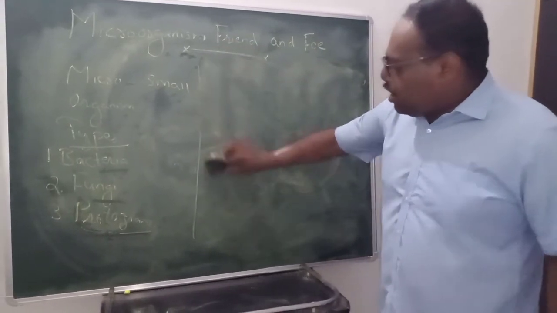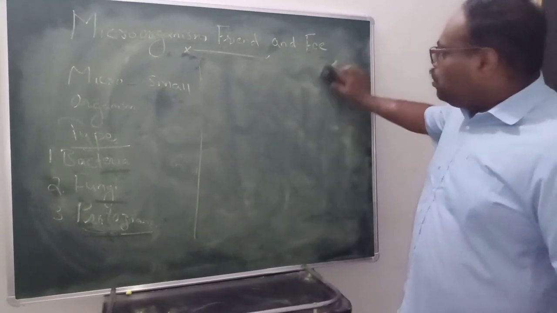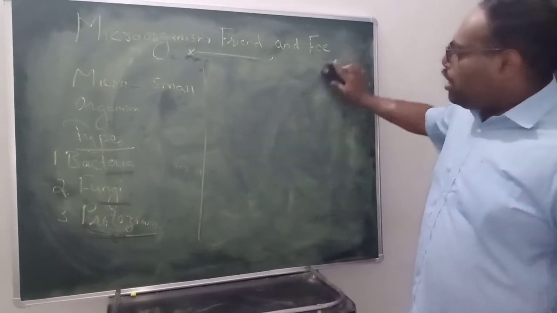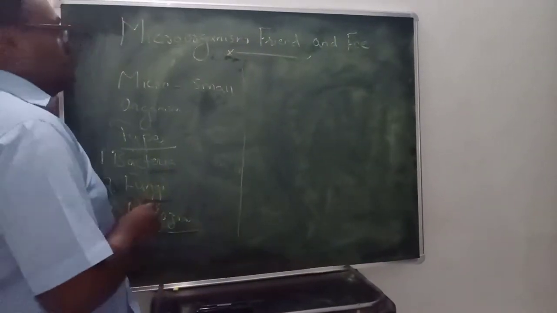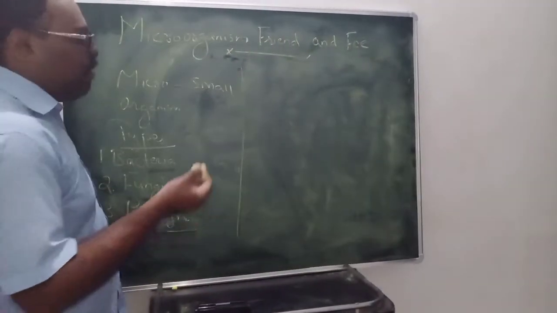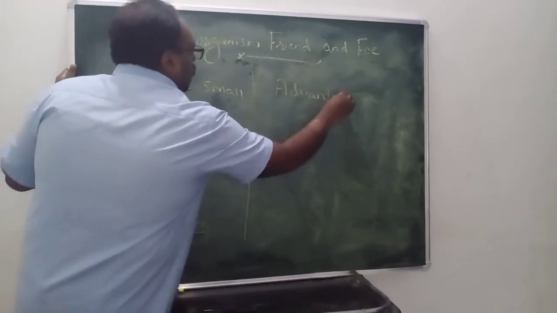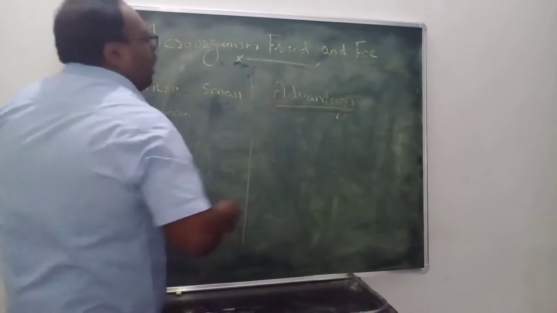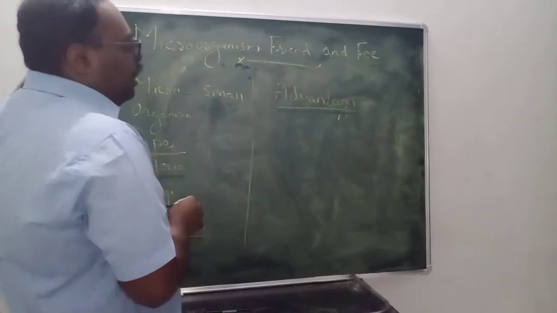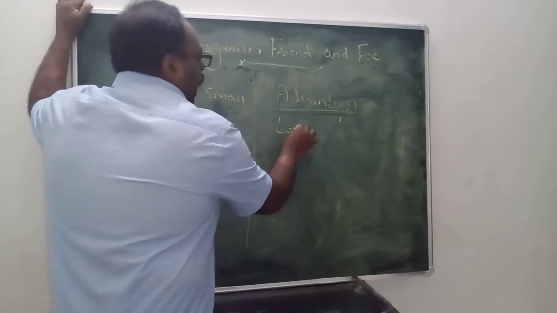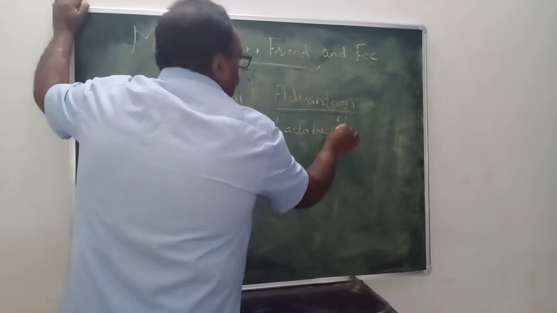Here we will be concentrating not on the structure, but on the uses of bacteria, that means the advantages and disadvantages of bacteria. There are a lot of bacteria. First, we should discuss the advantages of bacteria. We can see that bacteria are very useful. For example, number one, there is a bacteria known as lactobacilli.